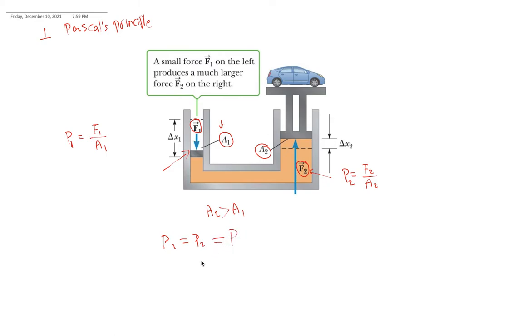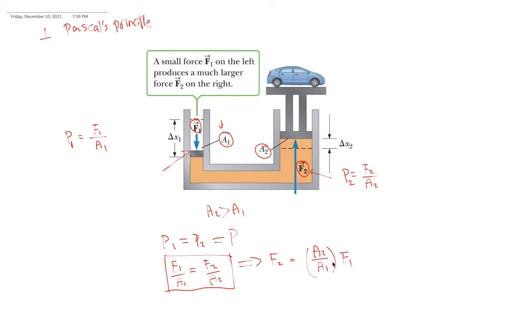Because they are equal, in other words, F1 over A1 equals F2 over A2. So this equation is basically Pascal's law. Okay, so let's rewrite this slightly: F2 equals A2 over A1 times F1.